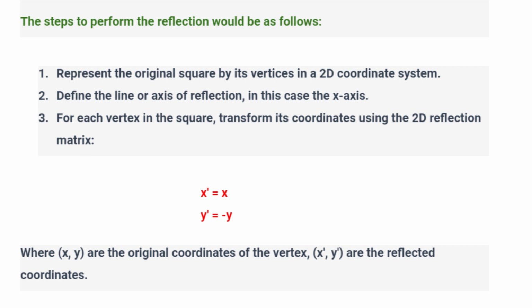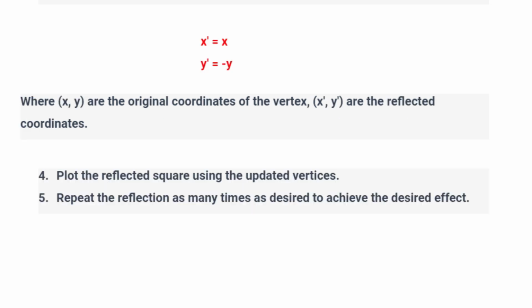For each vertex in the square, transform its coordinates using the 2D reflection matrix. X' is equal to x. Y' is equal to negative y. Where x, y are the original coordinates of the vertex, x', y' are the reflected coordinates. Plot the reflected square using the updated vertices. Repeat the reflection as many times as desired to achieve the desired effect.